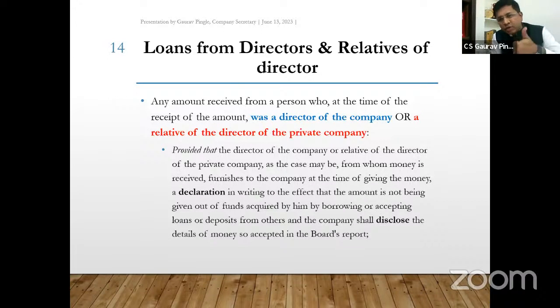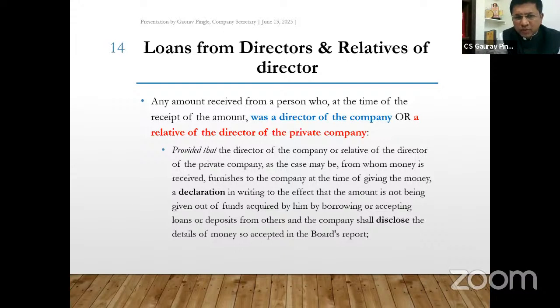So for example, HUF is defined, husband and wife is given, son, daughter is given. So there is a list of relatives which is provided in the schedule. So you need to check who are the relatives. For example, I just got a particular matter for interpretation which asks whether a sister's son is a relative or not. So sister's son is not a relative. Even for son's son, we need to check if he's a relative or not. So that is how you need to see specifically in Schedule 1. So that is the list of relatives over there.